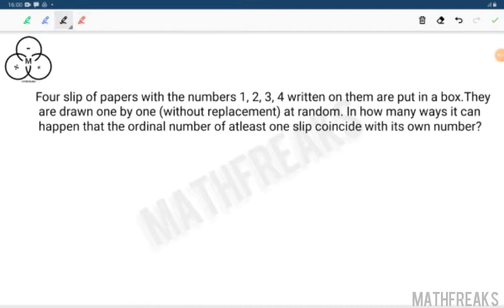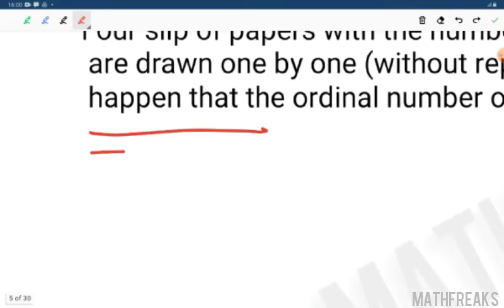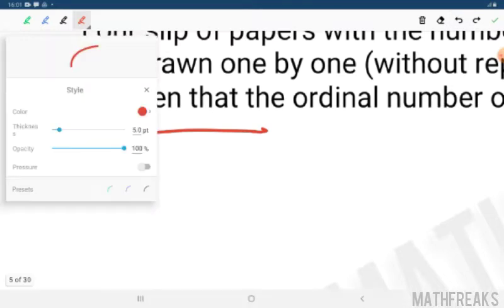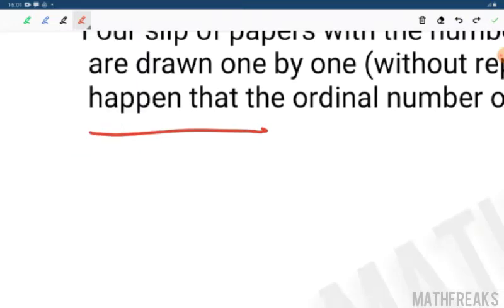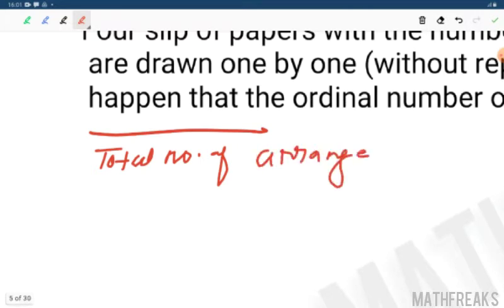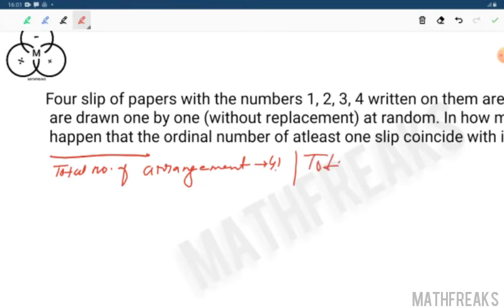So I am proceeding with the hint. The first hint is that the total number of arrangements is 4 factorial. The total number of derangements is 4 subfactorial.